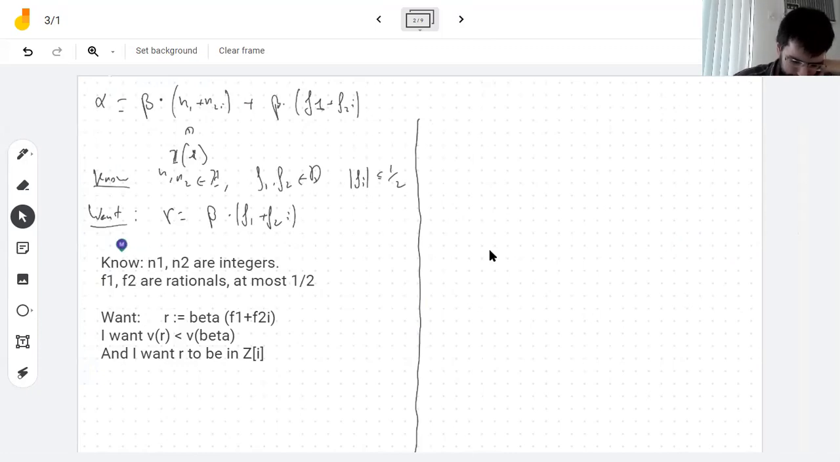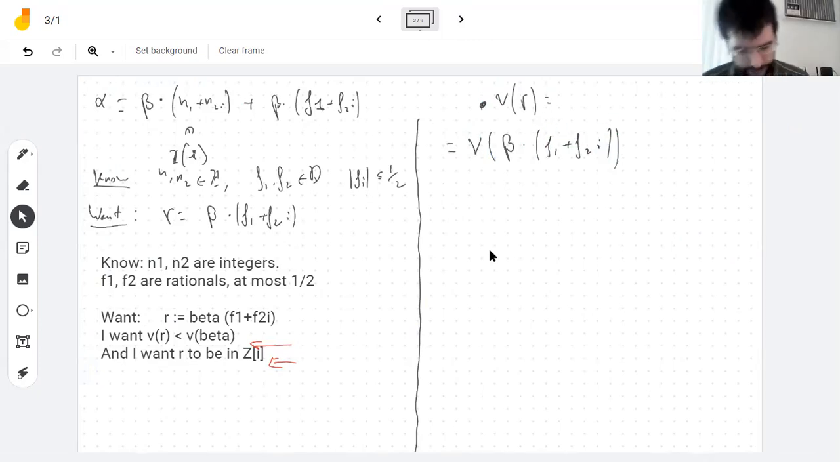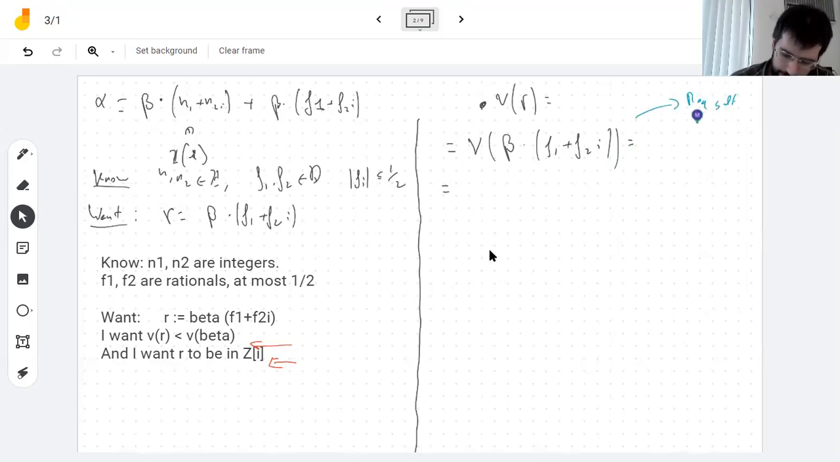Okay, so these two things are all I need to prove. R, if I look at the valuation, at the absolute value, R is the product of beta and this number. And what can I do here? One thing I can always do is expand, write things out. What if I don't want to do that? You can do the valuation of B times the valuation of F1 plus F2. Right, exactly. That's definitely the lazy way to go. And lazy is the correct way to go in math. You always do the smallest amount of work you can do.